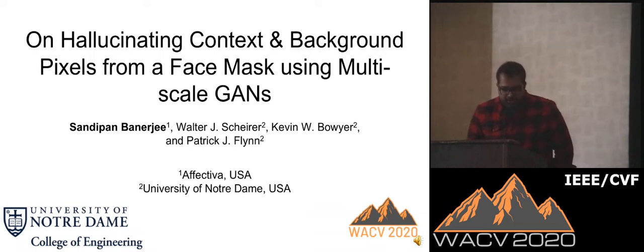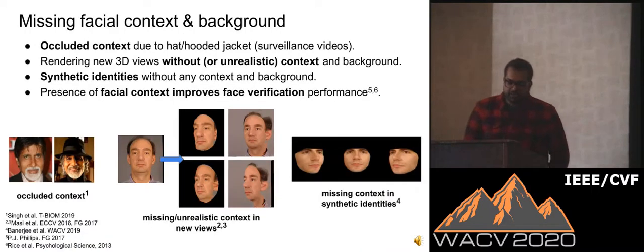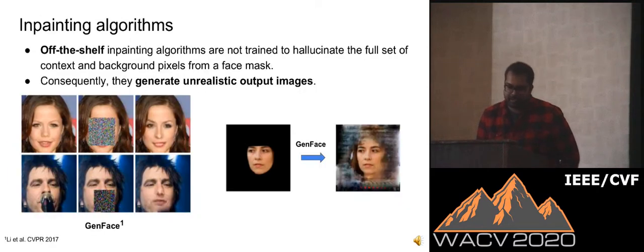Hello everyone, I'm Sandipan and I'll briefly talk about our work on hallucinating facial context and background pixels from a face mask. Research has shown that the presence of facial context in face images improves face verification performance for both human raters and deep learning models. Now the facial context can be occluded when the subject is wearing hats or hoodies, and that can lead to false face verification results. Also, if you are generating novel views using 3D models for existing or synthetic identities, due to missing 3D correspondences for those pixels, you don't get valid facial context or background pixels.